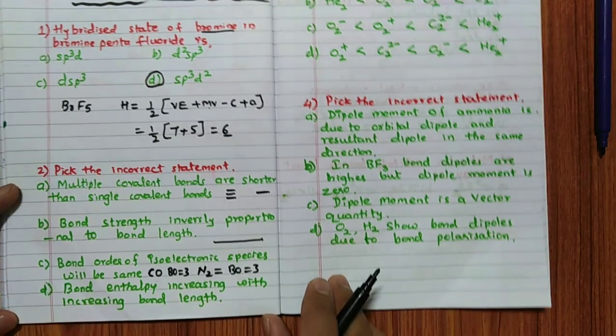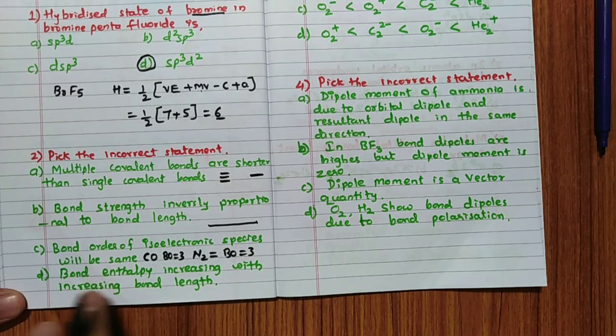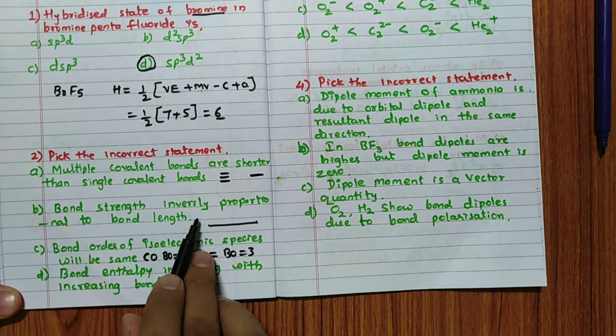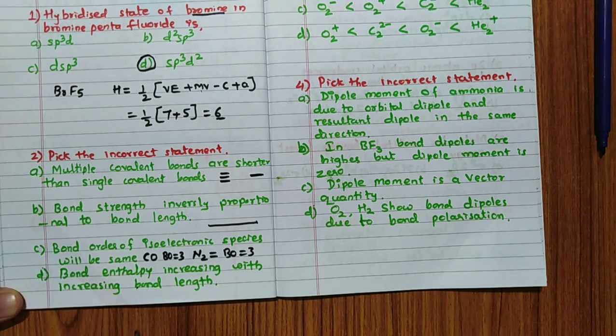That is also correct. Then bond enthalpy increasing with increasing bond length is wrong because as bond length increases, bond strength decreases. It's inversely proportional. Then definitely bond enthalpy decreases. Hence the answer for this question is D.